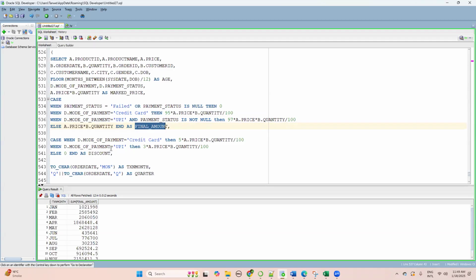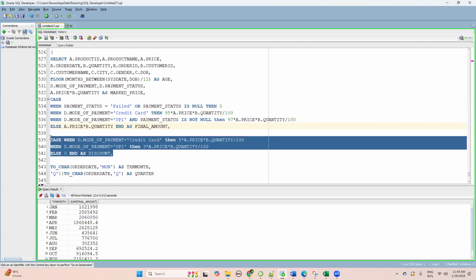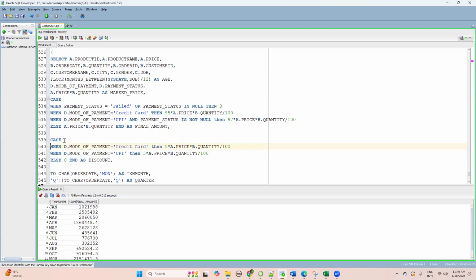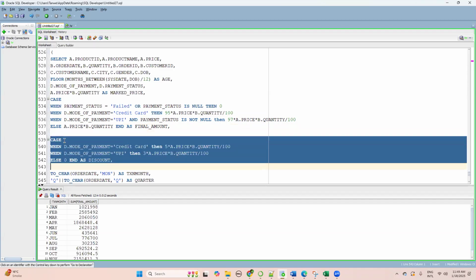Okay. Now here, can anyone tell me what I'm trying to do here? बताओ यहाँ पर मैं क्या कर रहा हूँ? Line number 539 till 542. What I'm trying to do here? So we are making a new column as discount where we are basically telling the amount of discount which we have credited.